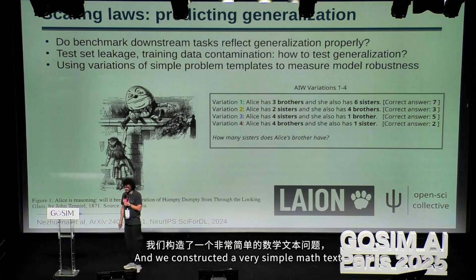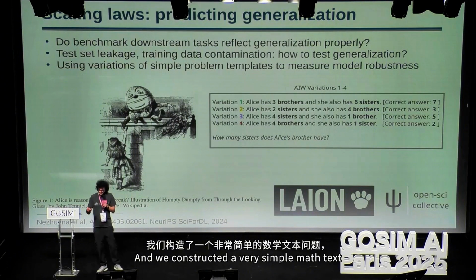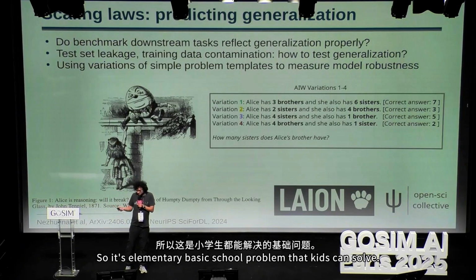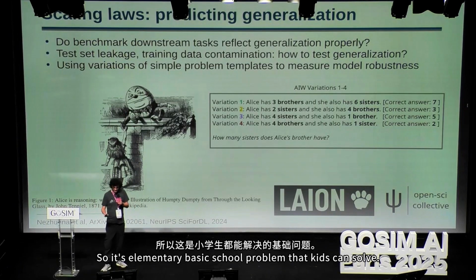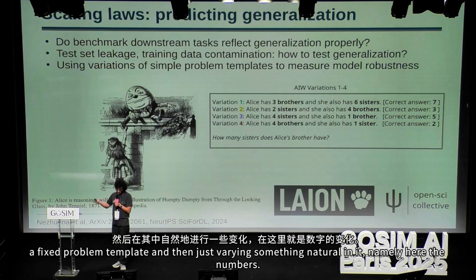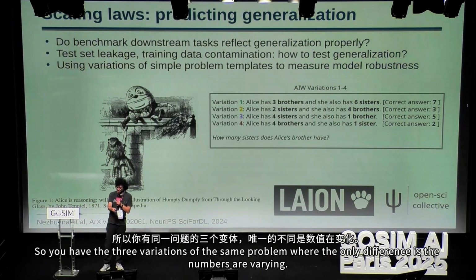And we constructed a very simple math text problem that is definitely below anything like hard. So it's an elementary, basic school problem that kids can solve. The way we were attempting to measure generalization is that we were taking a fixed problem template and then just varying something natural in it, namely here the numbers. So you have three variations of the same problem where the only difference is that the numbers are varying.